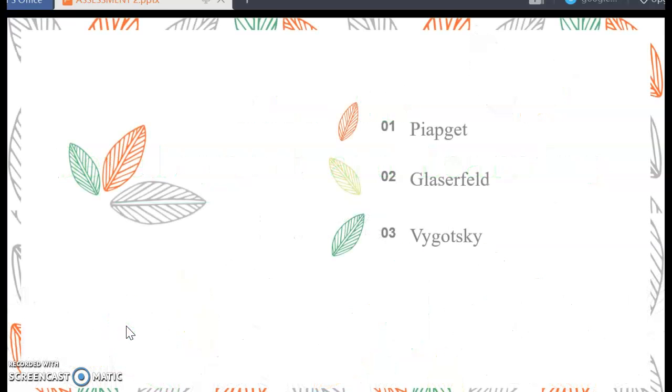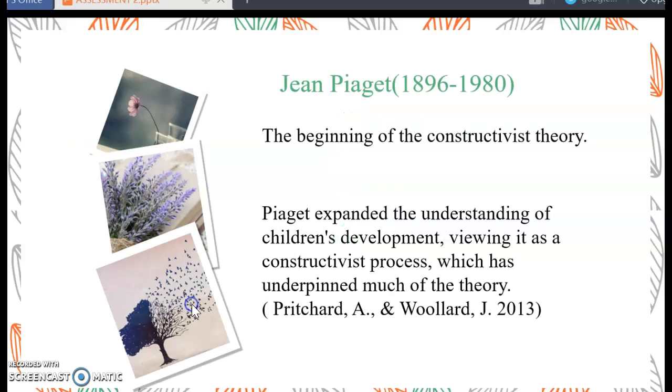First, to talk about constructivism, we have to introduce three representatives who contributed a lot to the development of the theory, who are Piaget, Glaserfeld, and Vygotsky. The first one is Jean Piaget. Even though he himself is not a social constructivist, Piaget paved the way for the development of the theory. He expanded the understanding of children's development, viewing it as a constructivist process, which has underpinned much of the theory.